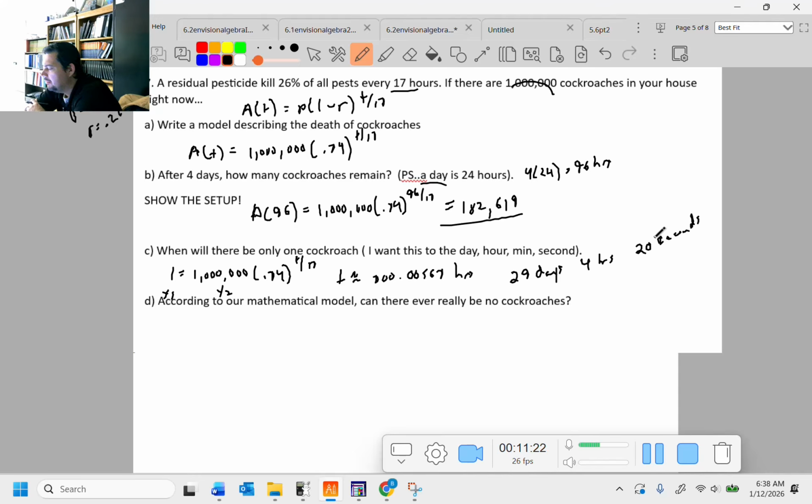According to our mathematical model, can there ever really be no cockroaches? No, this was decay. And what does decay do? It flatlines at y equals 0. So no. There's 3 things that will survive nuclear winter: cockroaches, glitter, and rubber bouncy balls.